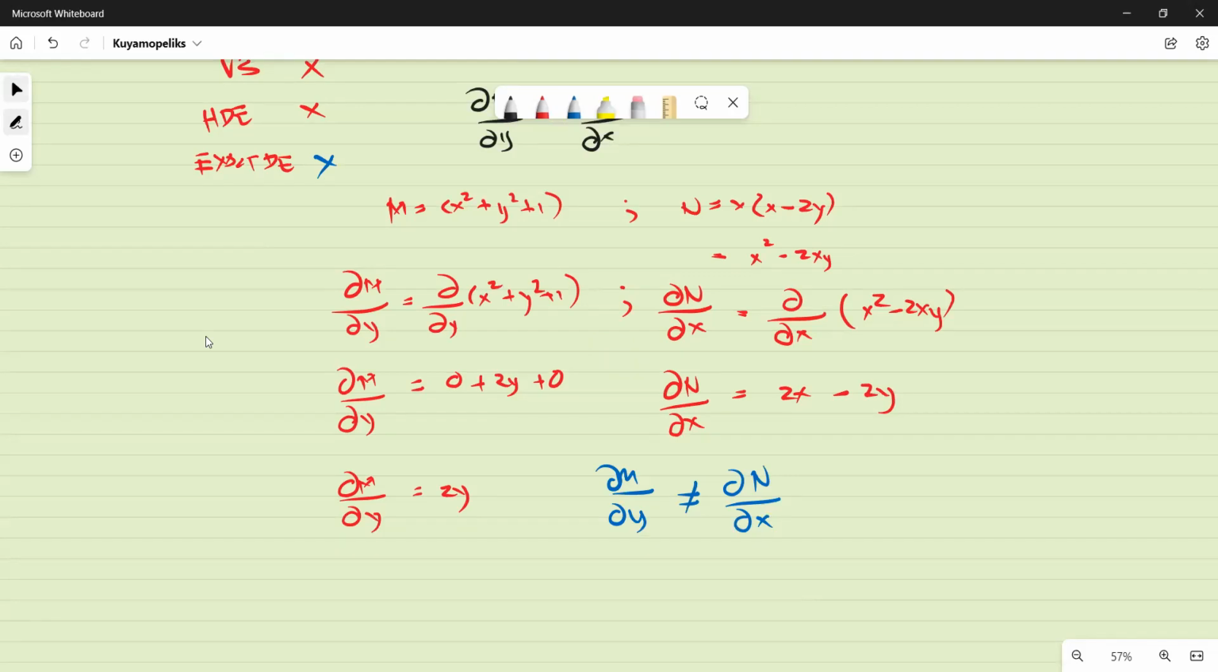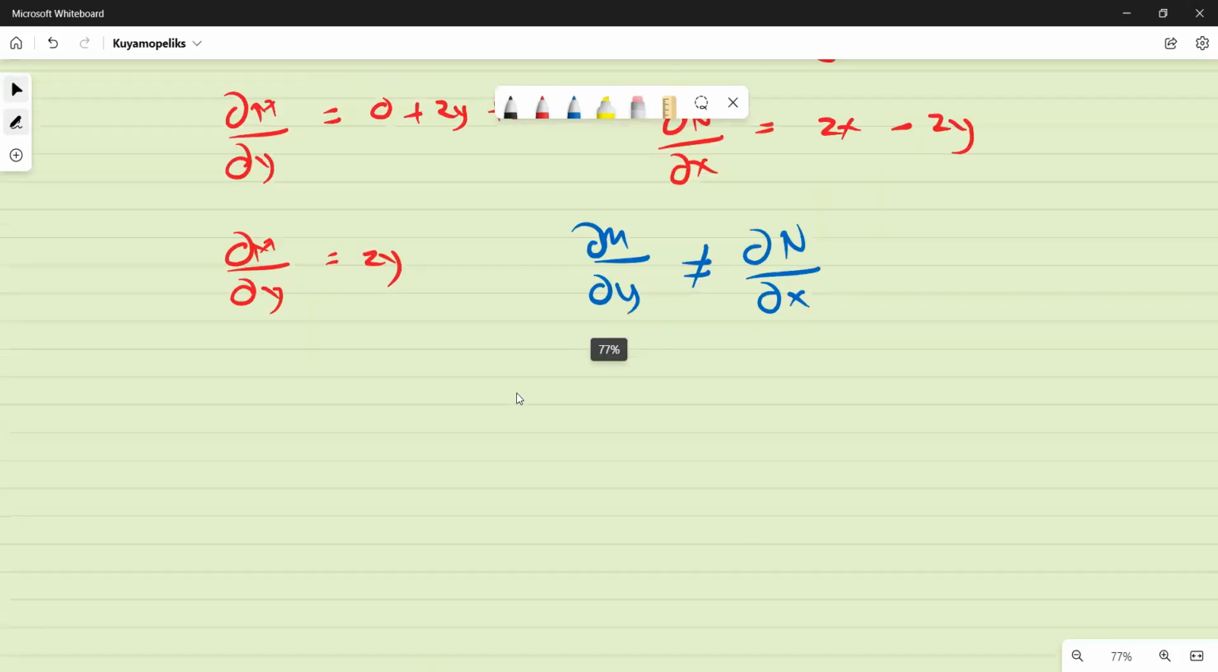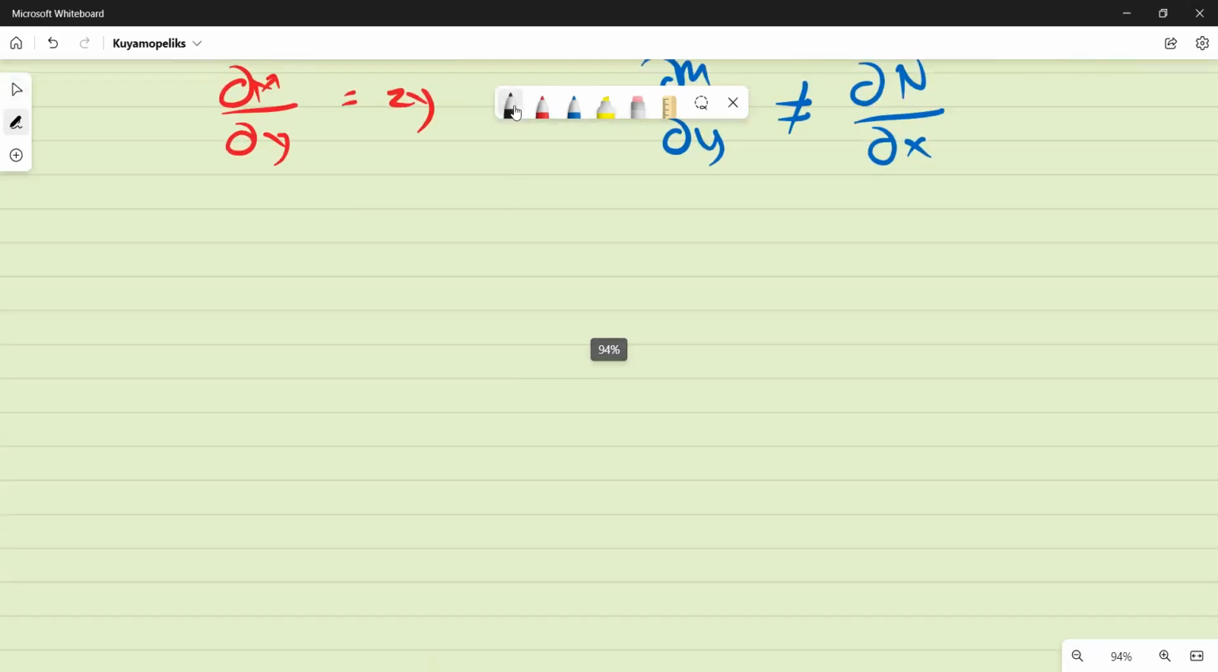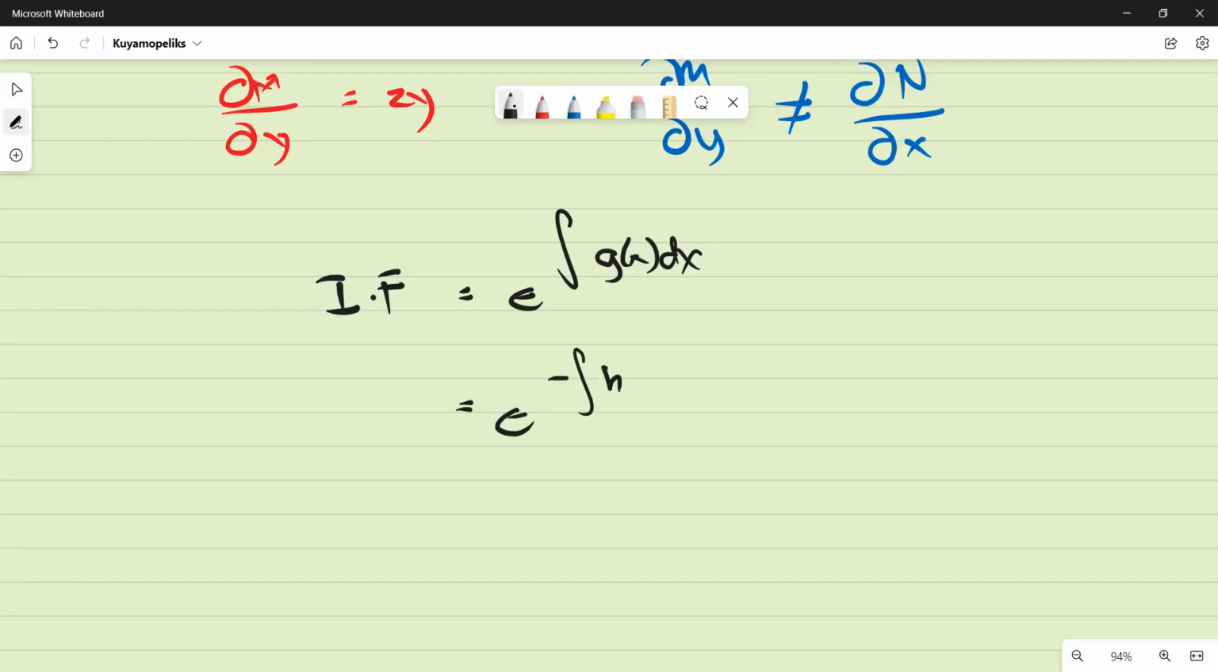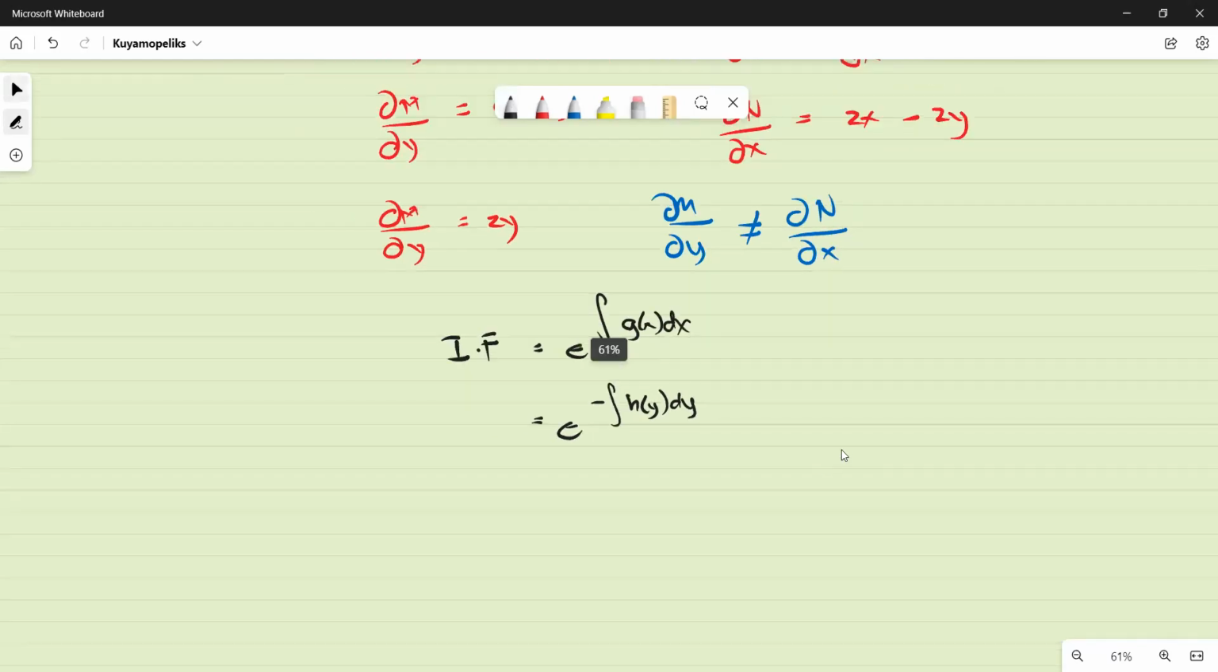So, since it is not an exact DE, let's proceed to our topic, which is non-exact DE. Let's check if we can solve it using non-exact DE. And what is important in non-exact DE? We need to get the so-called integrating factor. Because when we multiply this integrating factor to M and N, it becomes an exact DE. And how do we get the integrating factor? That is just e raised to the integral of g of x dx, or it can also be e raised to the negative integral of h of y dy. Now, where do we get the g of x and h of y?